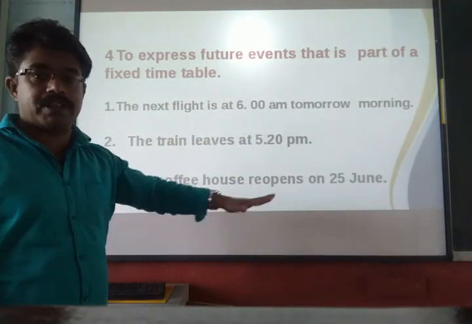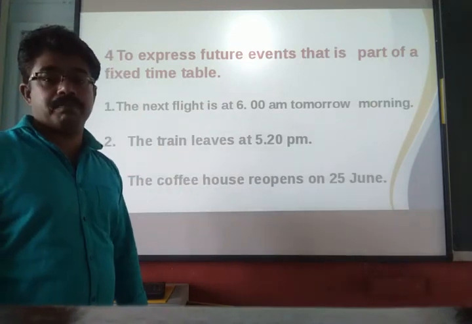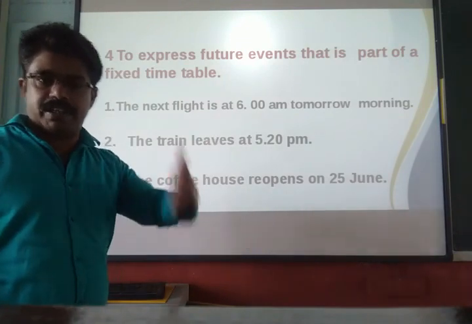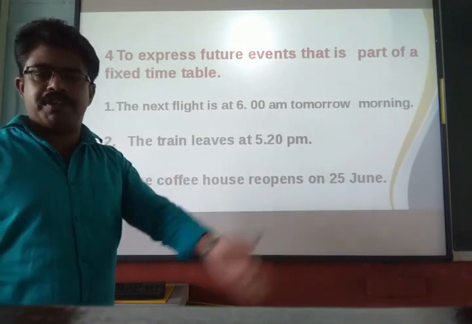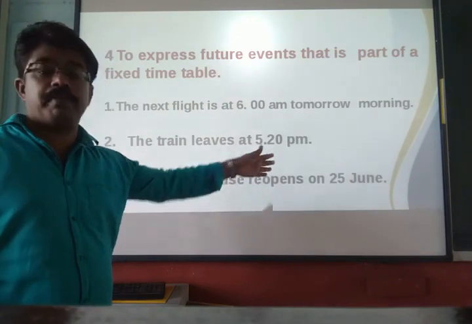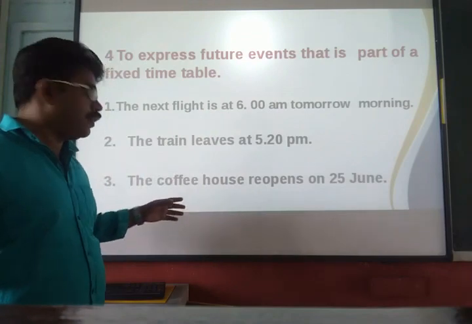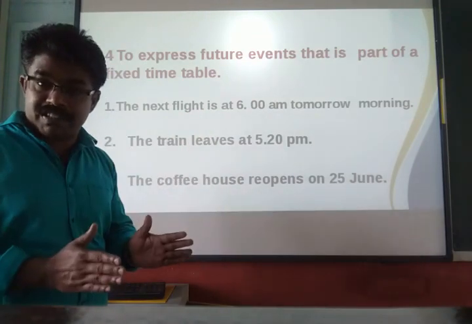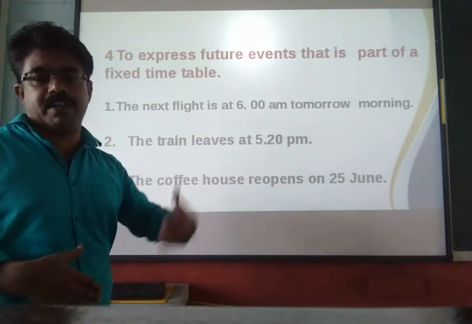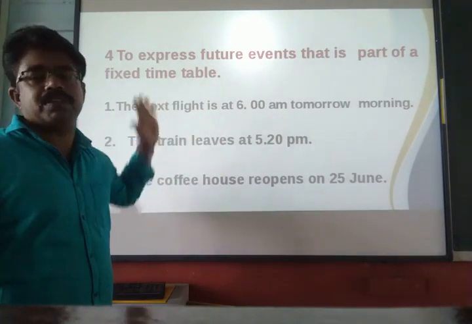So that is certain. The train leaves at 5:20 p.m. That is another time. We know it is arranged. We know that railway timing is fixed. It has to take place. It will start at the fixed time. So therefore, the train leaves at 5:20 p.m. So when all these things are already set, we are sure that these things are going to take place at a definite time in the near future, we can use the simple present tense.